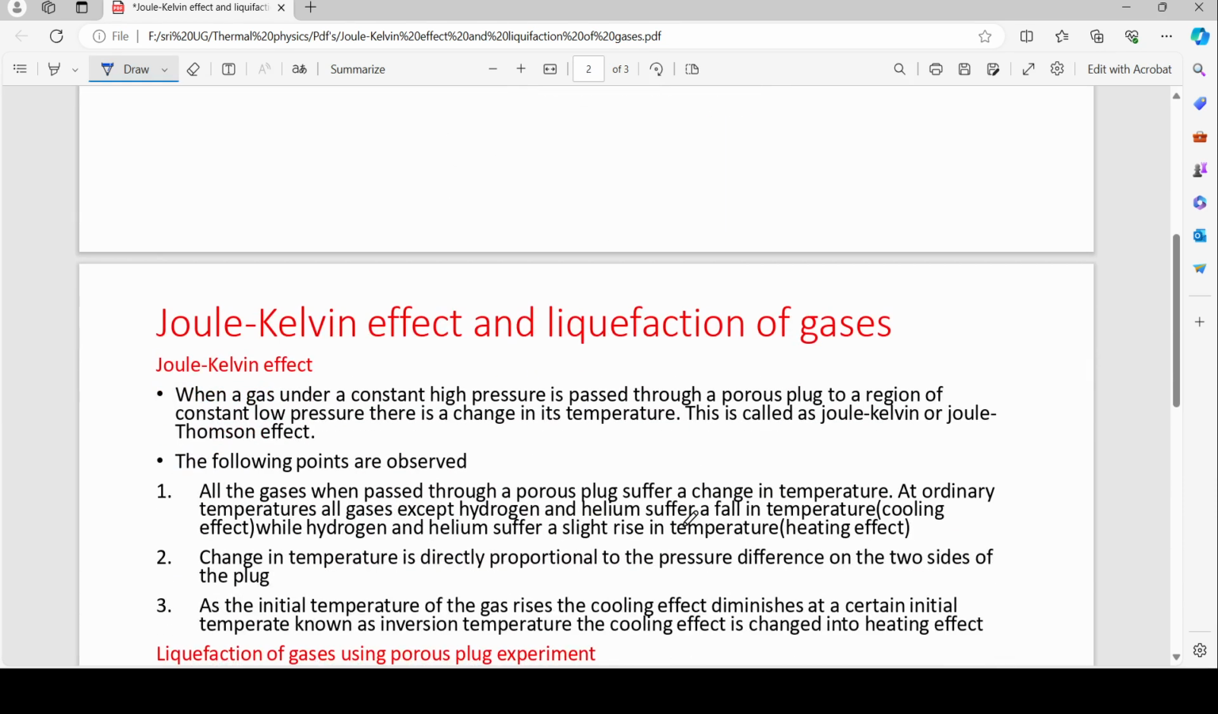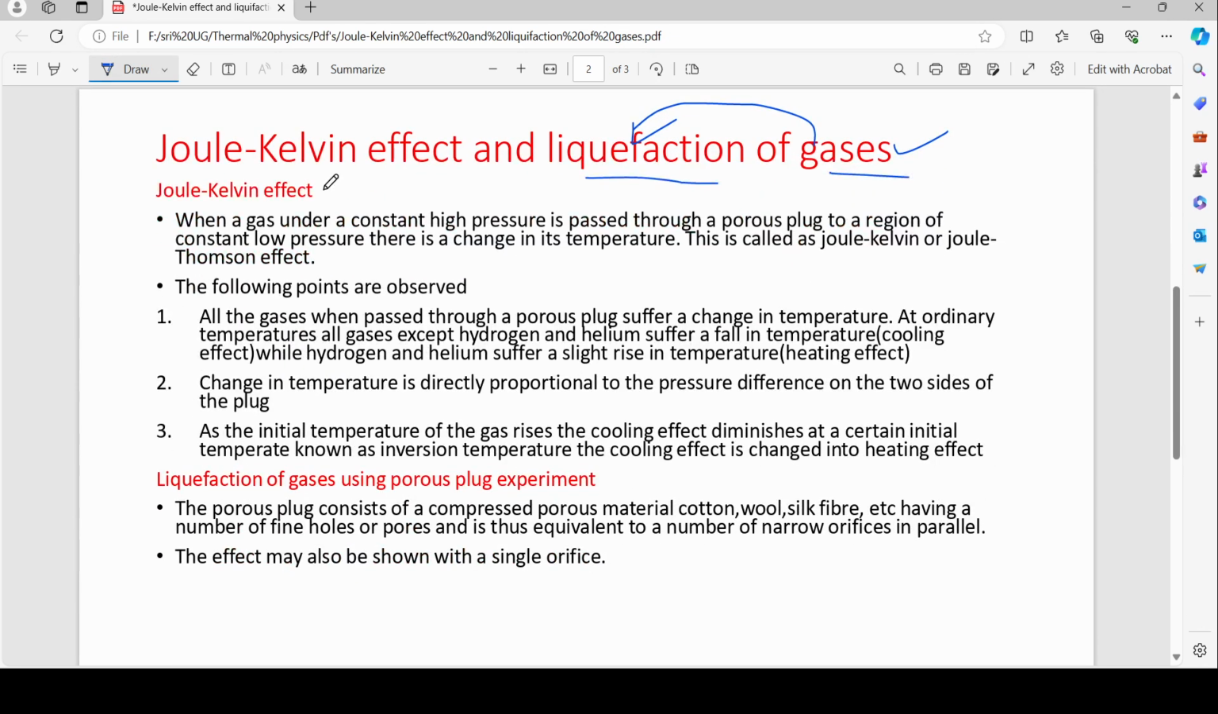Okay friends, so today's topic is Joule-Kelvin effect and liquefaction of gases. By using the Joule-Kelvin effect, how can we make gases into liquid? That is the liquefaction of gases. So first, let me explain the Joule-Kelvin effect one by one.